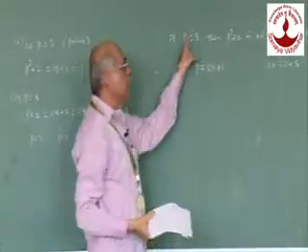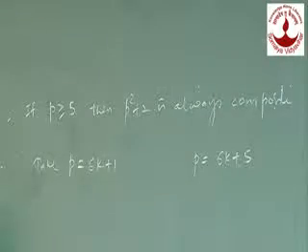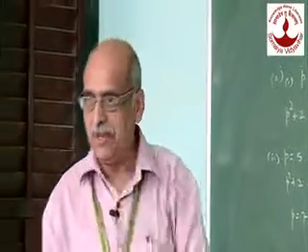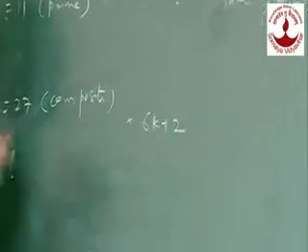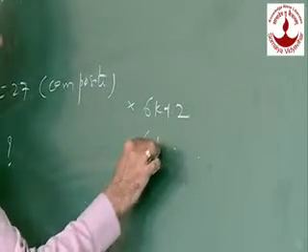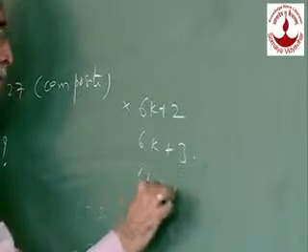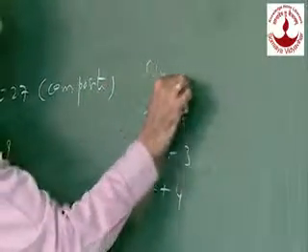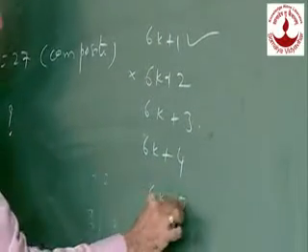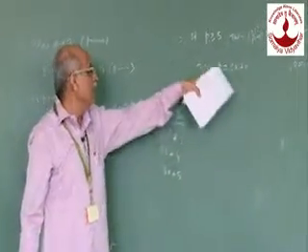See, greater than or equal to 5, so what is the next number? 6. Any number when divided by 6, what are the remainders? 1, 2, 3, 4, 5. But 6k plus 2 cannot be prime because 2 is common. 6k plus 3 cannot be prime because 3 is common. 6k plus 4 cannot be prime because 2 is common. But 6k plus 1, yes, it can be. And 6k plus 5, yes, it also can be. So, take any prime greater than or equal to 5 and write it in this form.